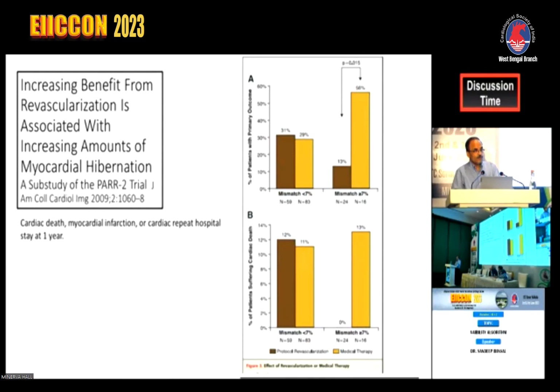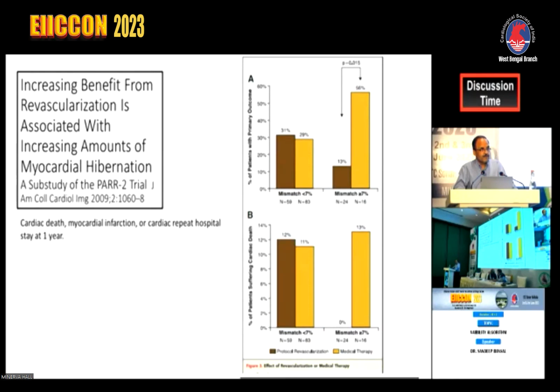There is also another paper which has looked at whether the area of hibernating myocardium is important or not. And there was a PARR 2 trial of which this sub-analysis has been published. It has been seen that if the viable area is more than 7%, then the primary outcome, which is a composite of cardiovascular death, MI, or heart failure, is less. And the number of patients surviving is also more. But there are 0 deaths in this.